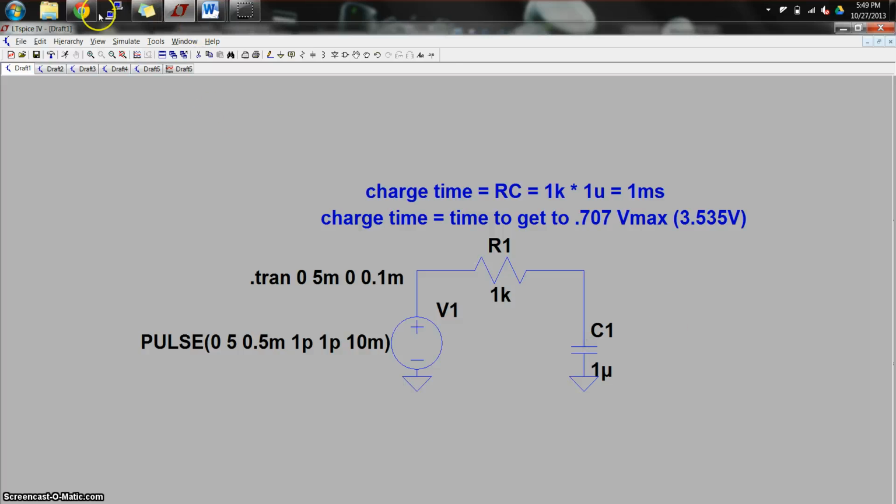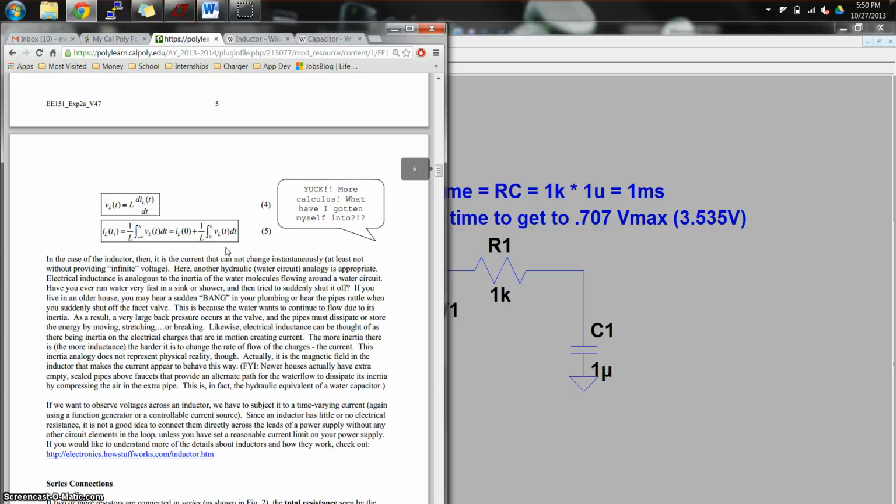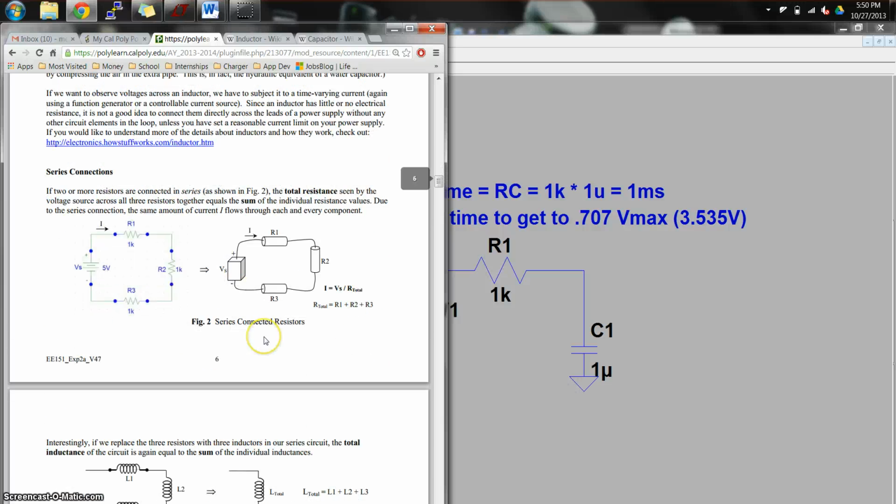The first thing I want to talk about is the transient response. If we go to the lab report and scroll down, there's the math. It talks about inductors. Make sure you read that.